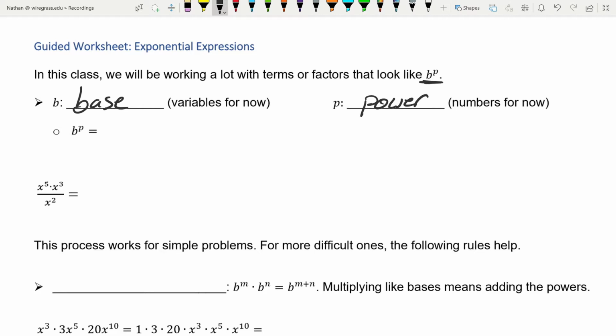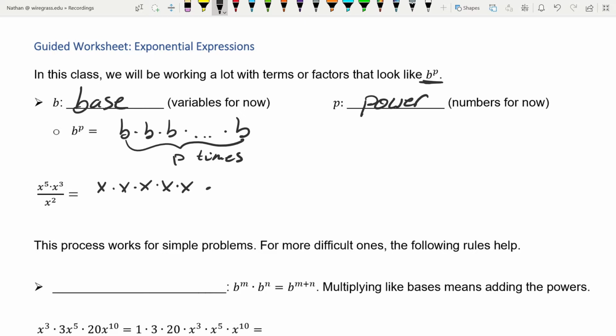B to the power of p is the same thing as b times b times b, keep multiplying them for a total of p times. For x to the fifth times x cubed over x squared, I can rewrite this. x to the fifth is just x times x times x times x times x. It's 5 of them. Times x cubed, which is x times x times x, all over x squared, which is x times x. Of course, this is just multiplying.